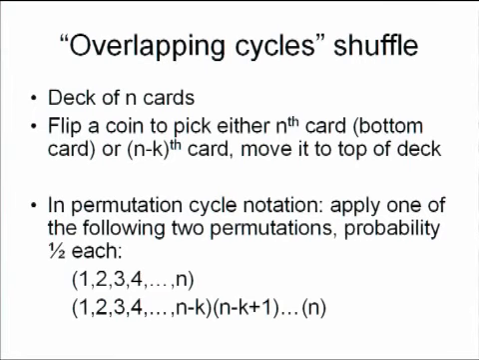Okay, so we're going to talk about what's called the overlapping cycles shuffle. If you have a deck of n cards, you flip a coin to decide whether you're going to pick the bottommost card, the nth card, and put it on top of the deck, or else you're going to take the (n minus k)th card, say it's this one, and move it to the top of the deck.